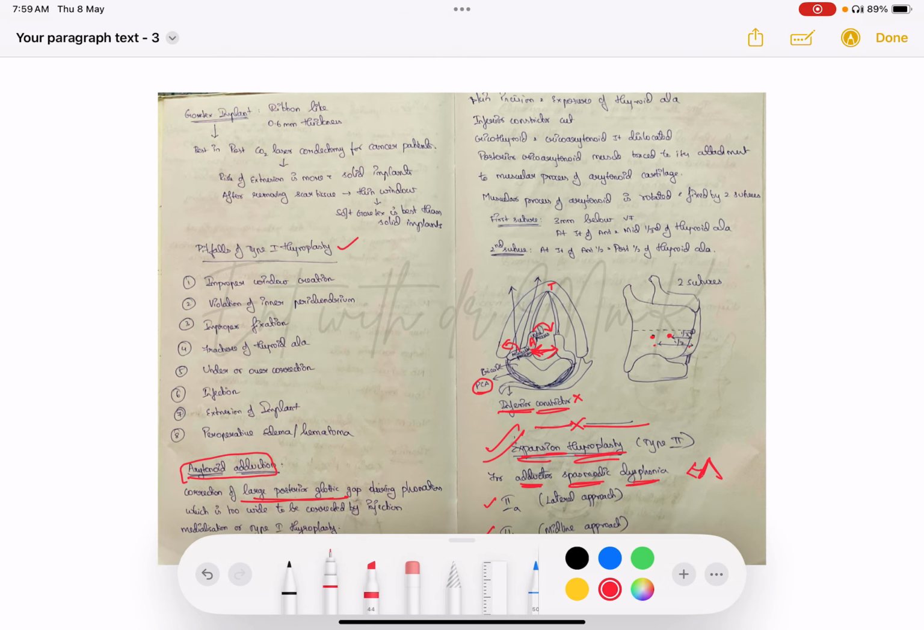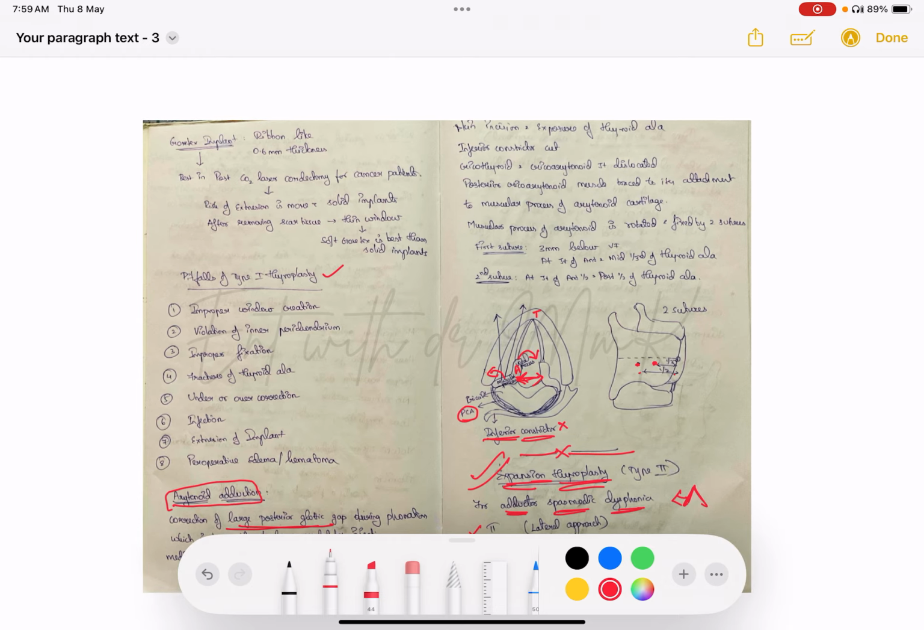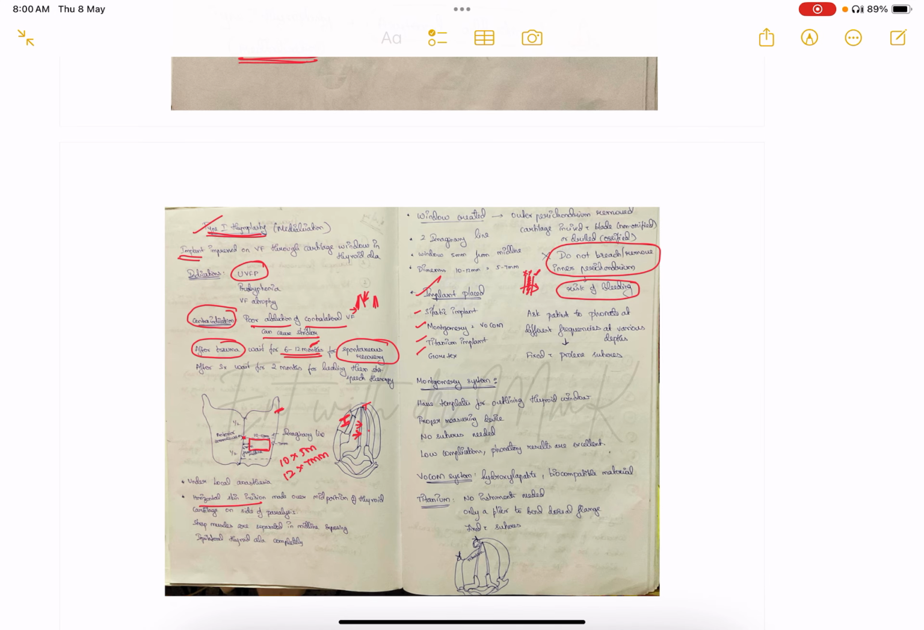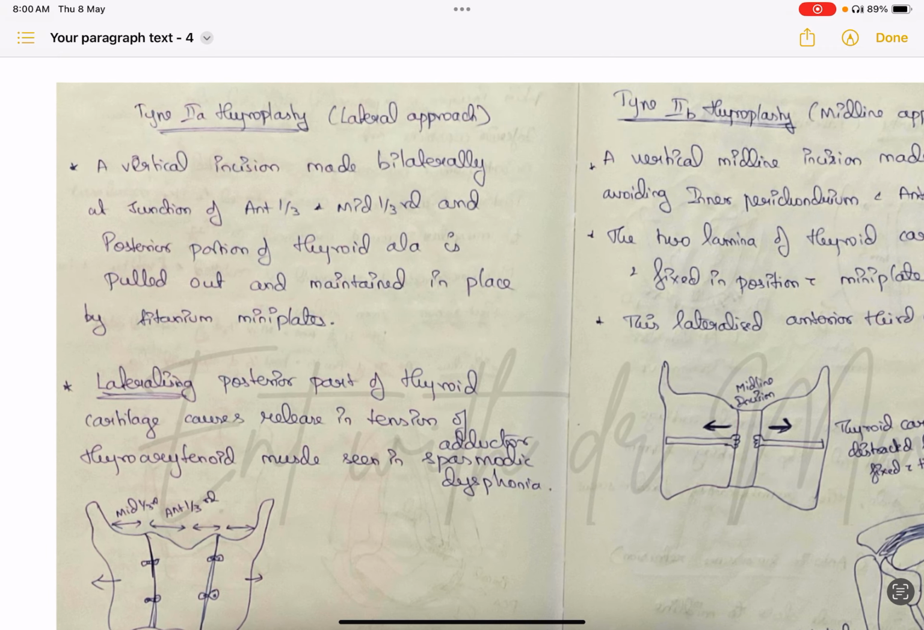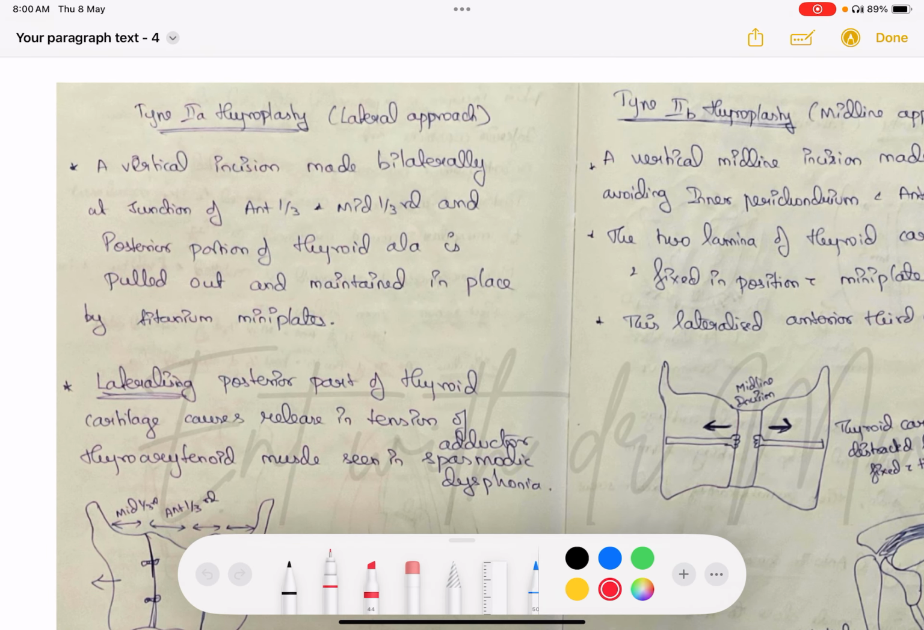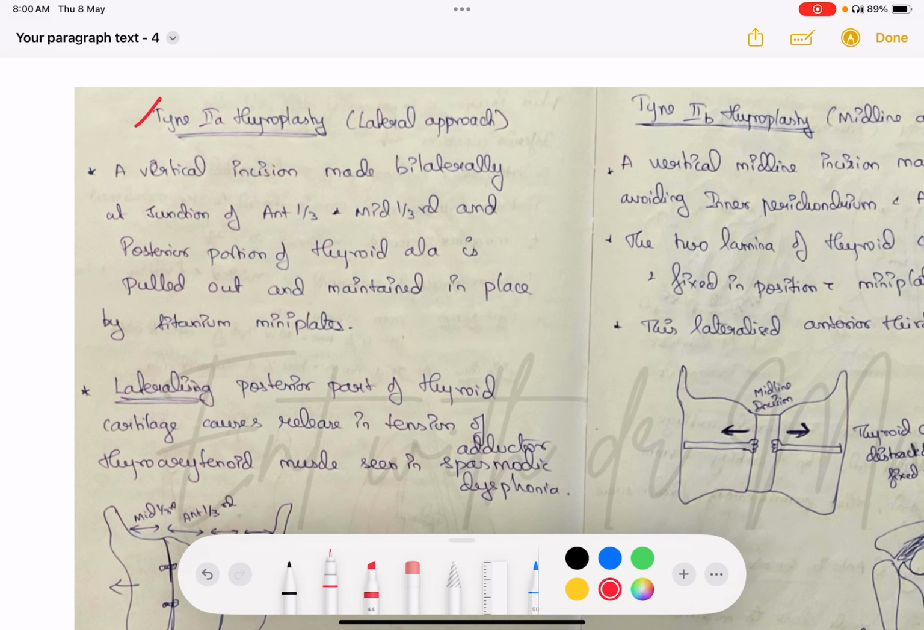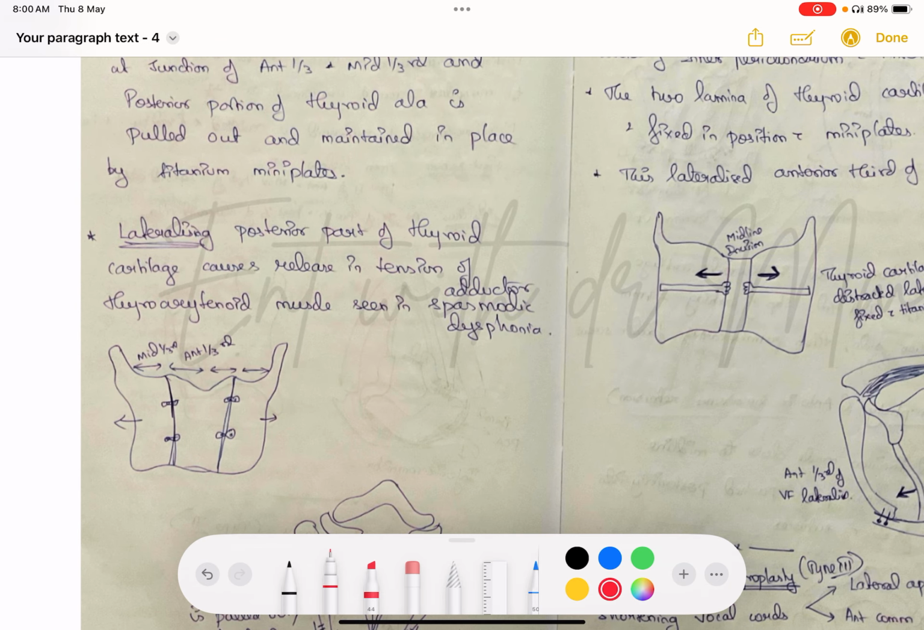So how is it done? Type 2A thyroplasty, that is lateral approach. This is very easy. Explaining is easy but doing the procedure is difficult. So we will trace the thyroid cartilage at the junction of anterior one third and the middle one third. You make two incisions. Okay.